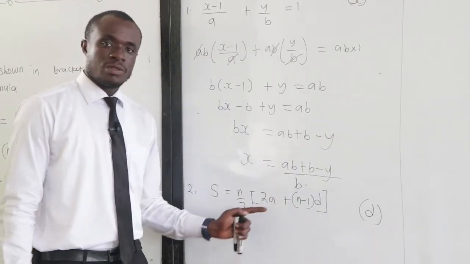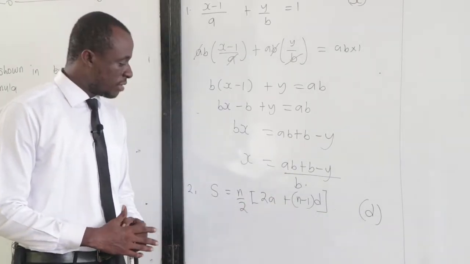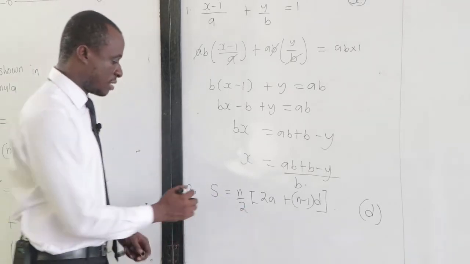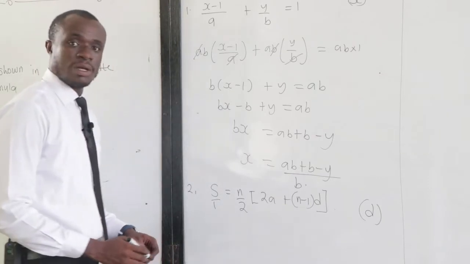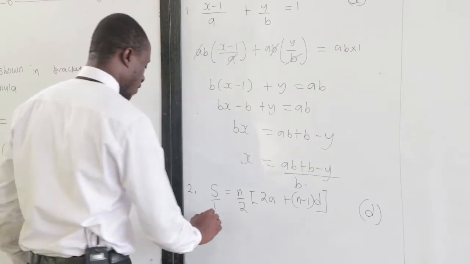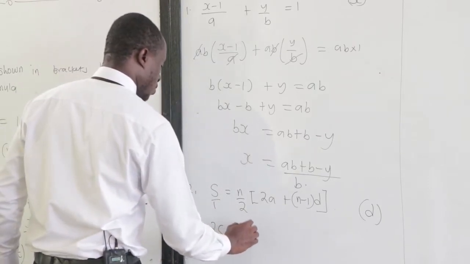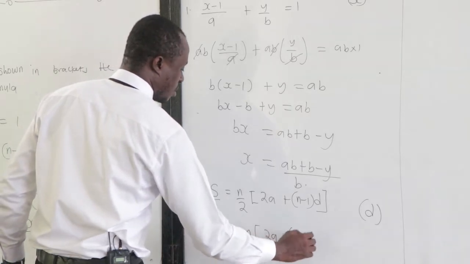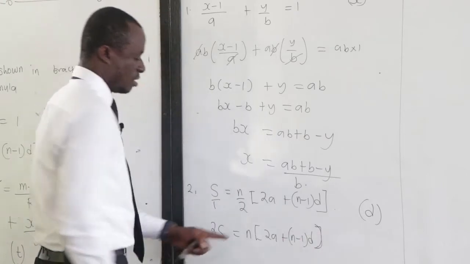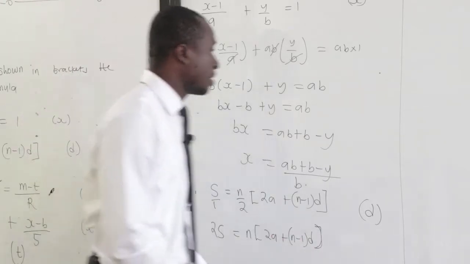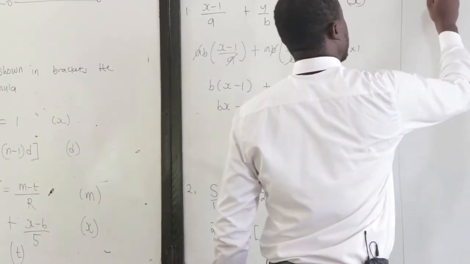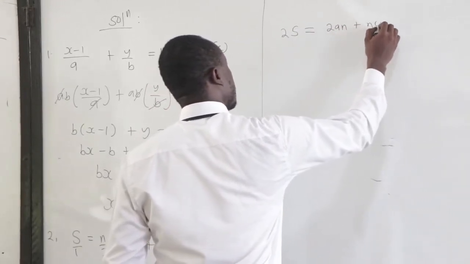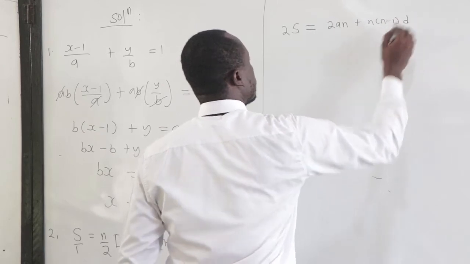There's d over here, so you have to do the bracket first, BODMAS. Now, what can we see? The LCM is 2. The s can be considered as s over 1, so we can cross multiply. So we have 2s equal to n, and then we have 2a plus n minus 1 d. Now this n is multiplying everything here, so we have to expand. So we have 2s equal to 2an plus n minus 1 d.